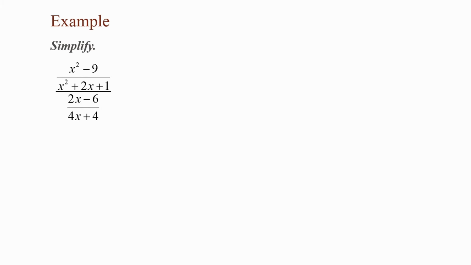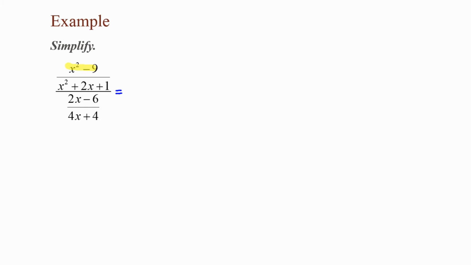In this example, simplify x squared minus 9 divided by x squared plus 2x plus 1 all over 2x squared minus 6 divided by 4x plus 4. I can use method 1 or method 2 to solve this problem. Given that I have one fraction over another fraction, method 1 is going to be the fastest. So first thing I want to do is rewrite it as a division problem. To save some space, I'm also going to factor.